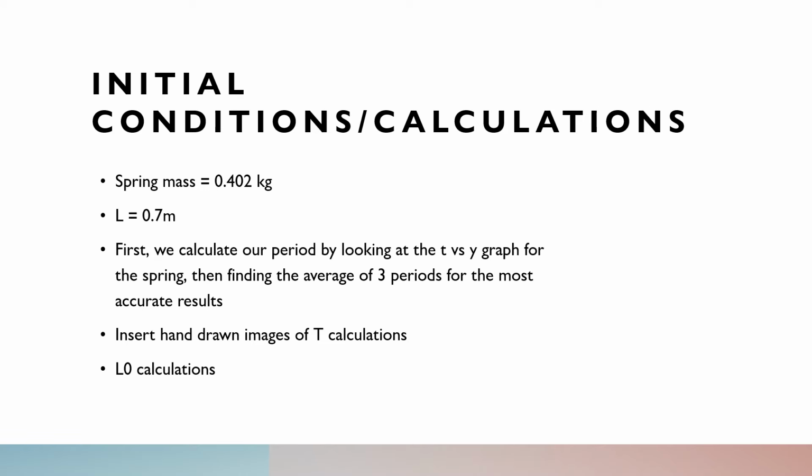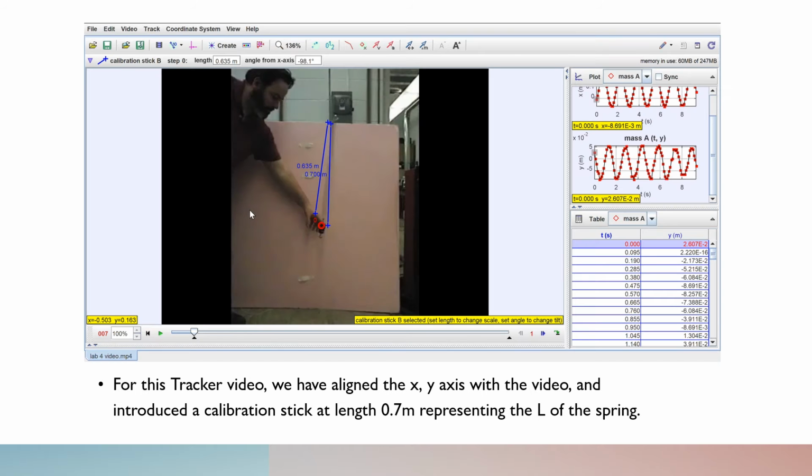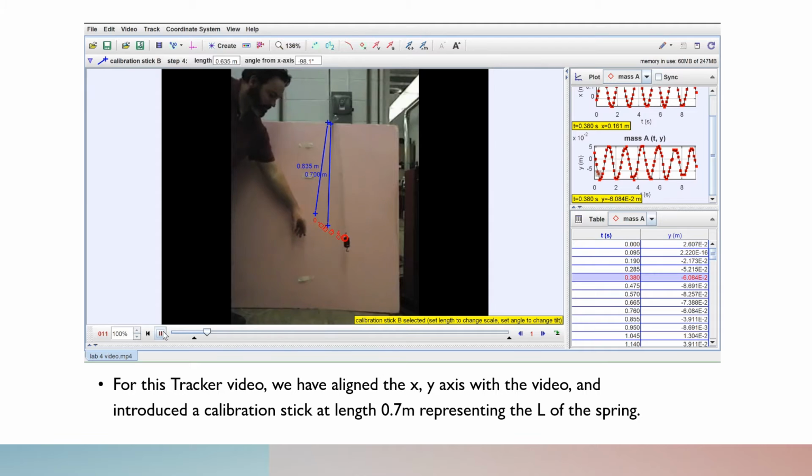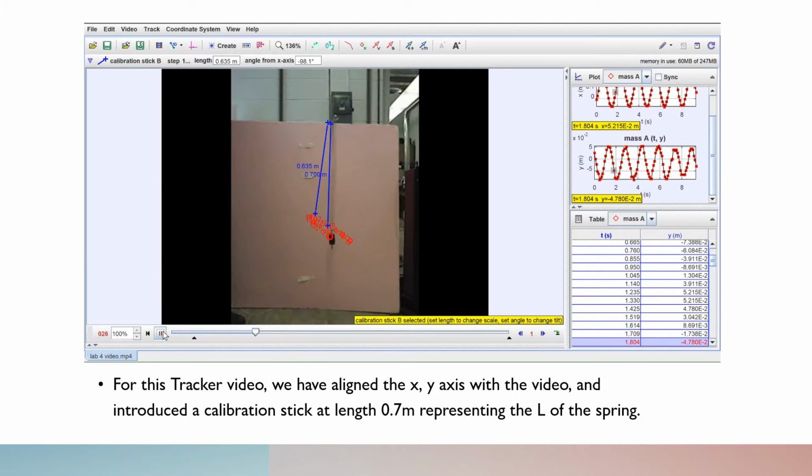So for our initial conditions and calculations, the spring has a mass of 0.402 kilograms and length of 0.7 meters. First, we calculate our period by looking at the T versus V and finding the average of 3 periods. Here we have our tracker video, so we examine and track the motion of an object moving in an oscillatory motion with the spring and a pendulum-like period.